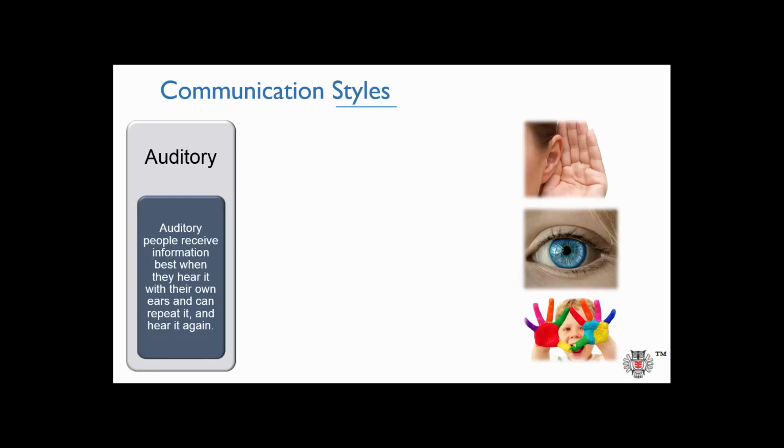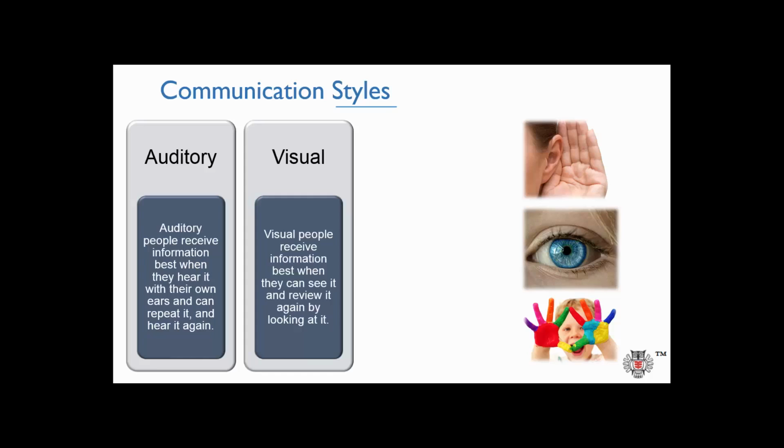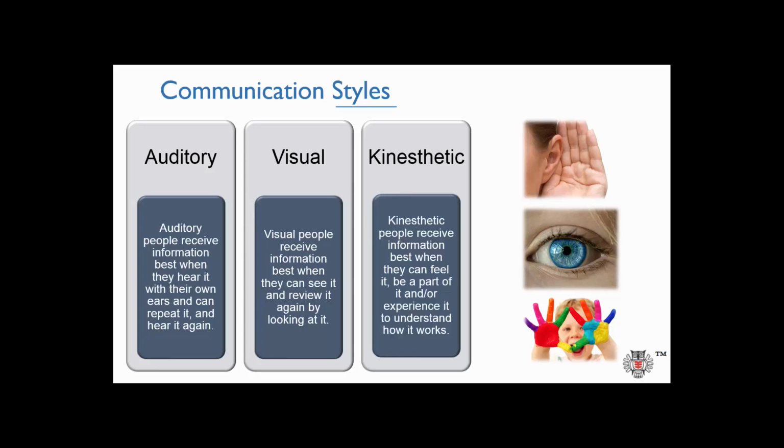Auditory people receive information best when they hear it with their own ears and can repeat it back to someone and hear it again. And they learn better that way. Visual people receive information best when they can see it and review it again by looking at it. Kinesthetic people receive information best when they feel it, they're a part of it, or they can experience it, they can touch it, they can feel it, and they understand how it works. They have to understand, how does this work? Mechanically, putting stuff together, it's hands-on.